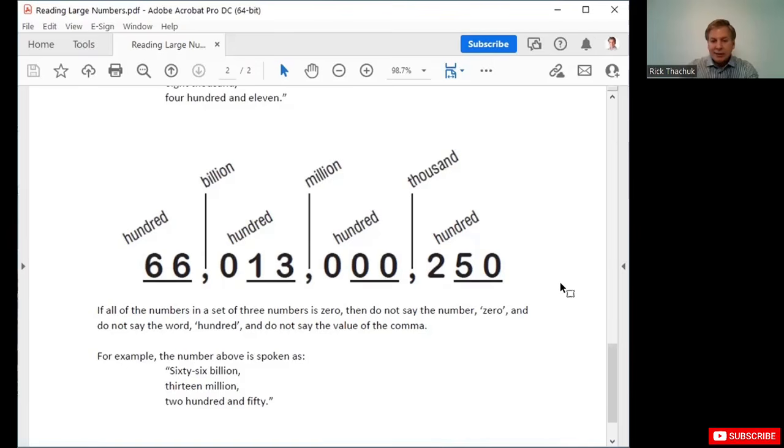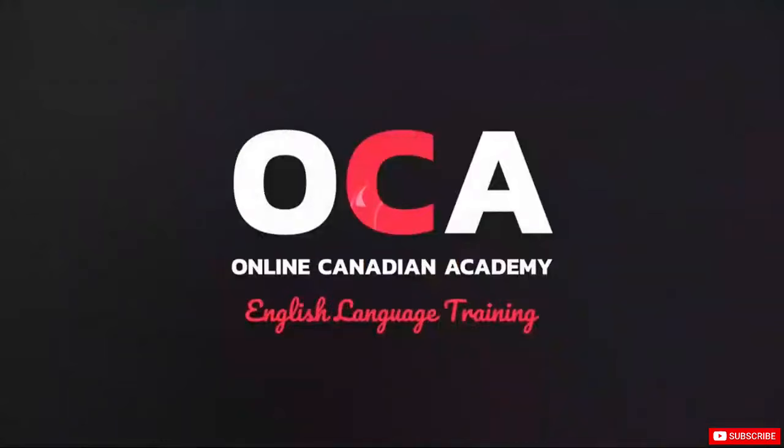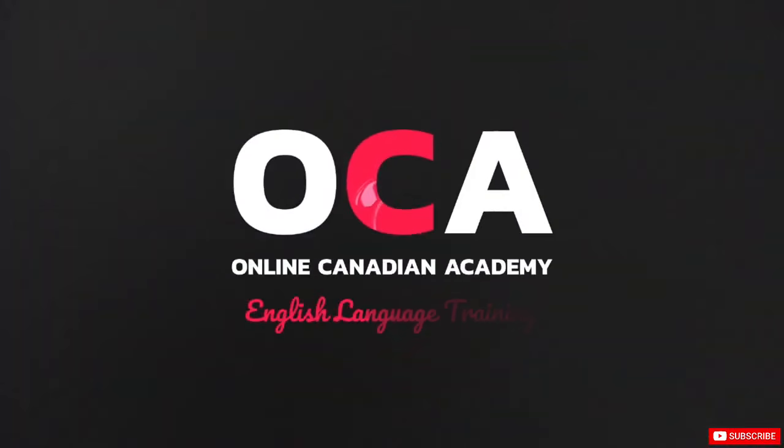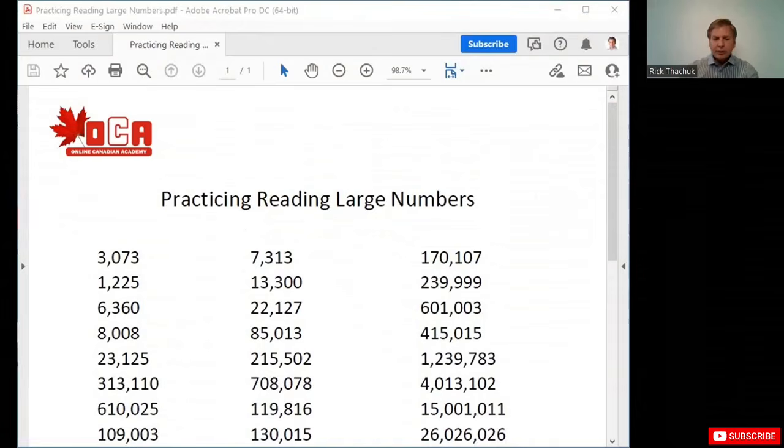All right, and that is it. Reading numbers is as simple as that. Now let's put this into practice and read some numbers in the next exercise. Now that we know how to read large numbers in English, let's put that into practice by reading some numbers. We'll start small and work our way up into the billions. Reading large numbers. I will read the number and I would like you to repeat it.